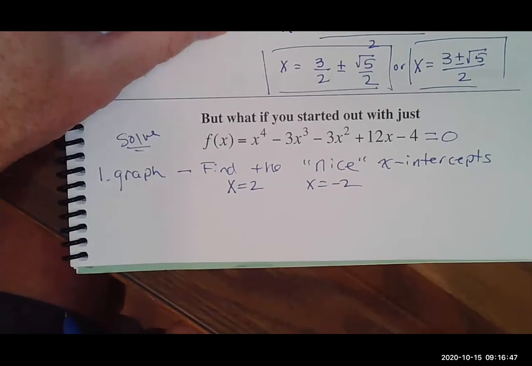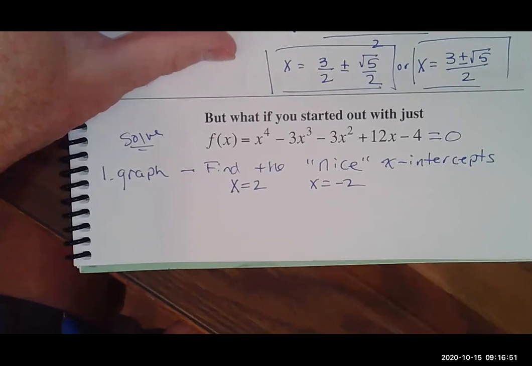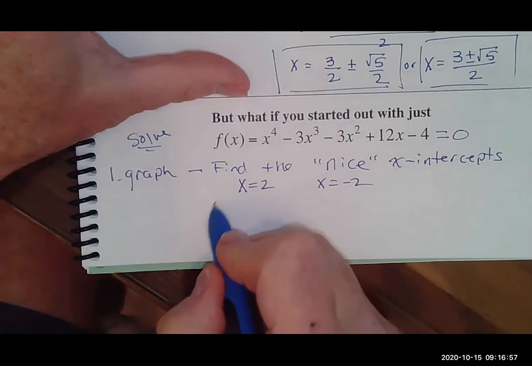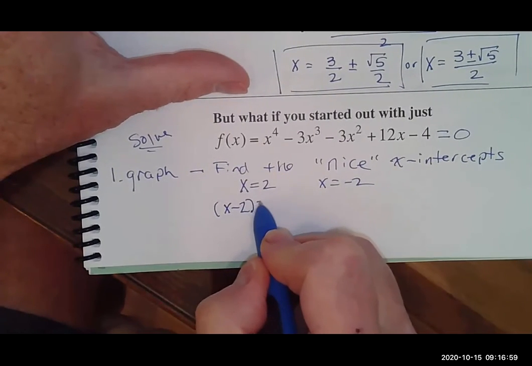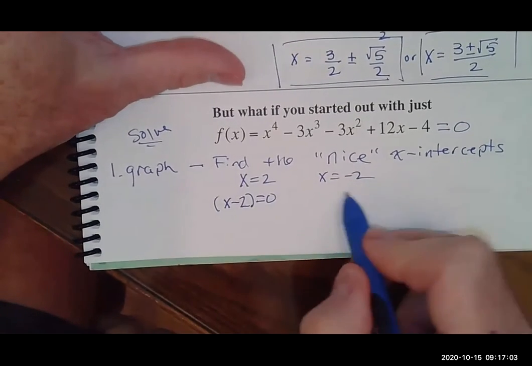And then what you'll do is take the solutions and rewrite those in factor form. It'll look like this. So that's just subtracting 2 from both sides, and over here, same thing.